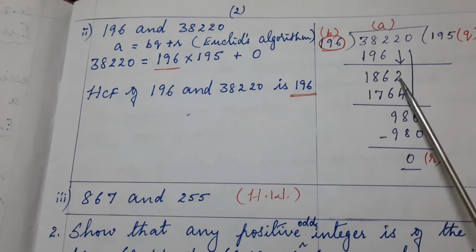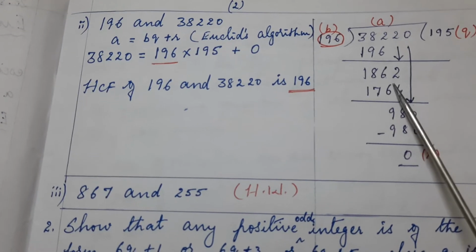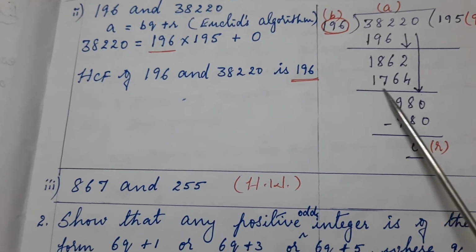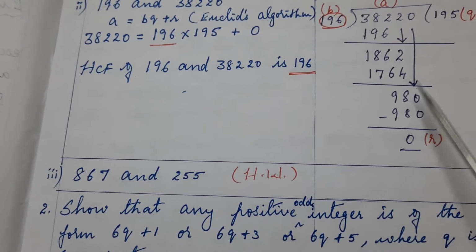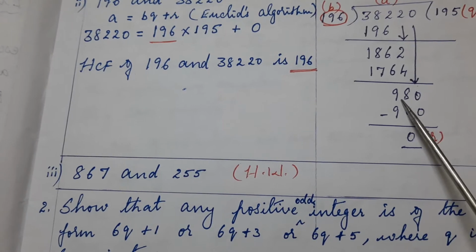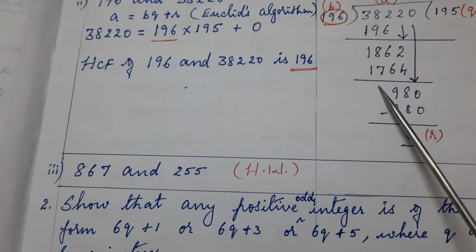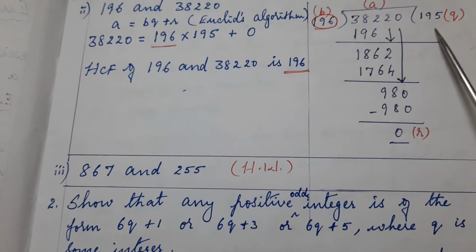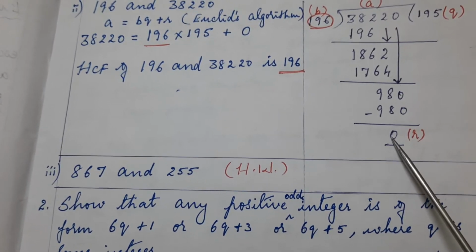Since it's a big number, we have to go for long division as you do the usual division. 1862. For that, it goes 9 times. 9 into 196 is 1764. You have to try and see how many times it is dividing. Now, 12 minus 4 is 8. Now, 5 is here. 15 minus 6 is 9. 7 minus 7 is 0. Next number is 0, I am bringing down. Now, 5 into 196 is 980. Correctly, it is dividing. I am getting the remainder 0.